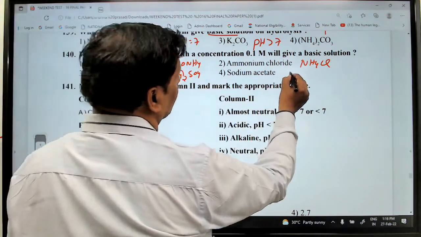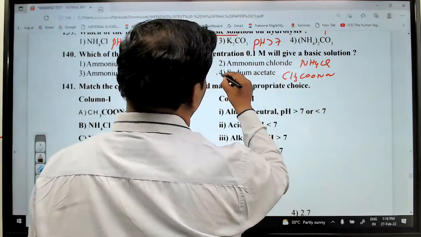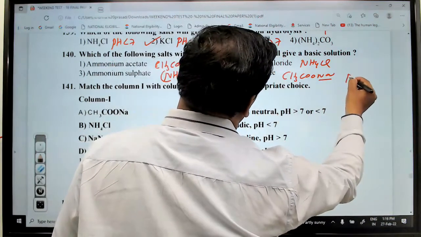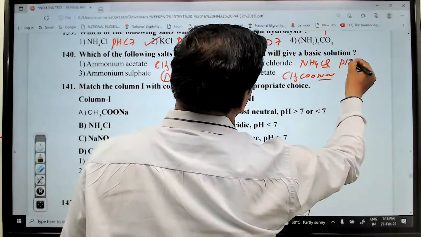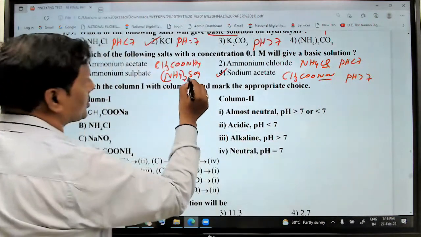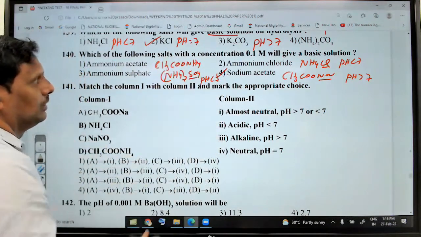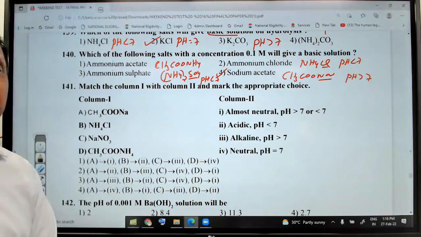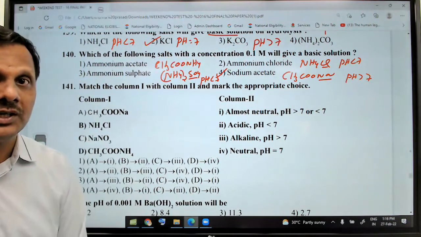Sodium acetate: strong base, pH is greater than 7. Strong acid, pH less than 7. Now ammonium acetate is maybe slightly acidic, maybe slightly basic. Based on strength of acid and base, we can predict it.